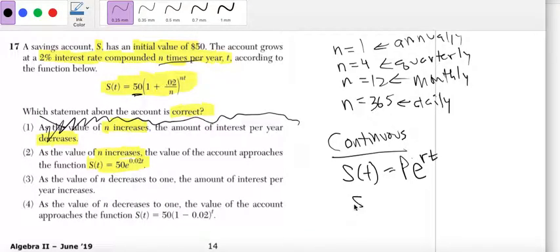So if we do this, S of t is equal to the initial amount, 50, times e to the interest rate as a decimal, 0.02, t. This is true. Our answer is choice 2.